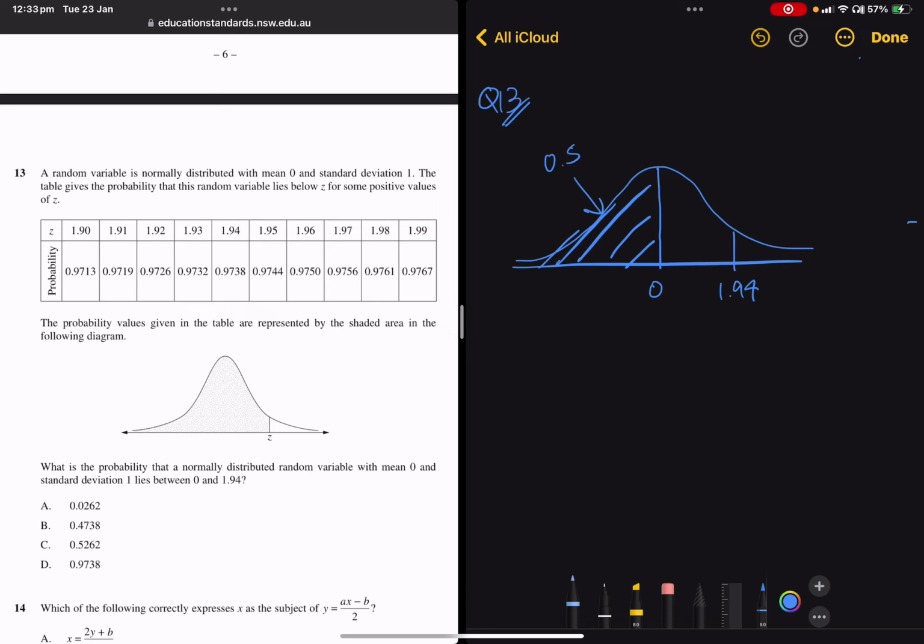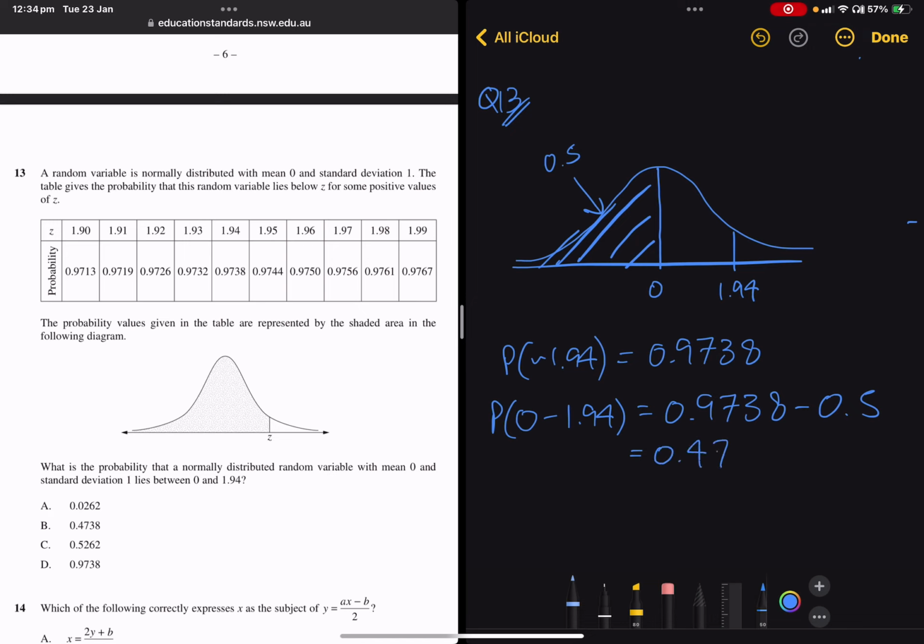So the table tells us the probability of 1.94 is 0.9738. So the cumulative probability up to that point is 0.9738. To get the probability between 0 and 1.94, it's 0.9738 minus the 50% at the bottom, which is 0.4738. And this is answer B.